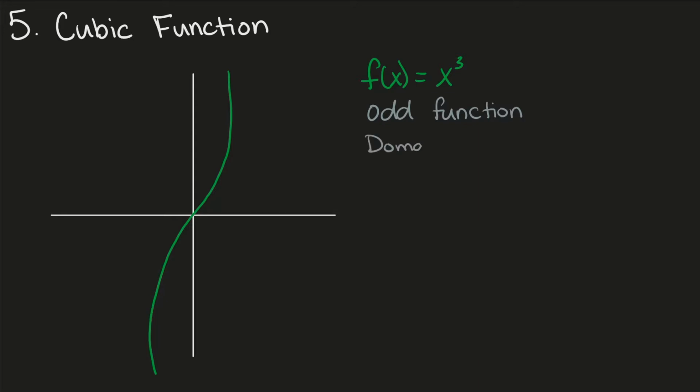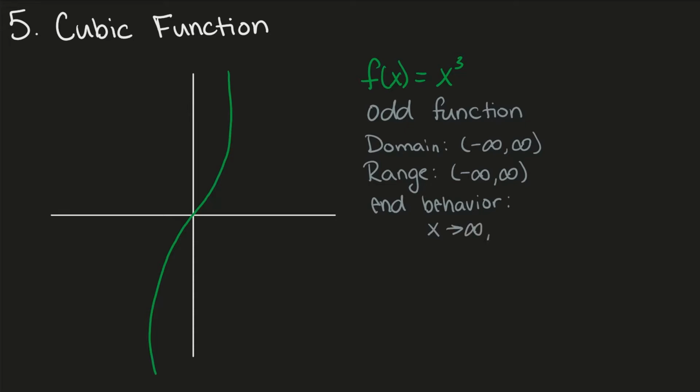The domain is negative infinity to infinity, and the range is also negative infinity to infinity. For our end behavior, as x goes to infinity, y also goes to infinity, and as x goes to negative infinity, y goes to negative infinity as well. So it grows in the first quadrant and it falls in quadrant 3.